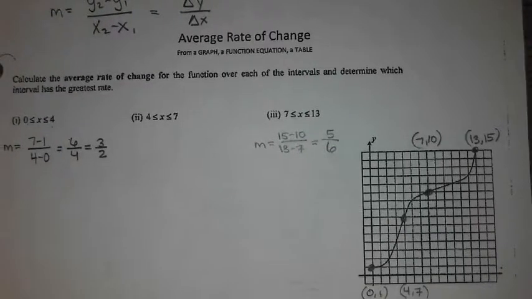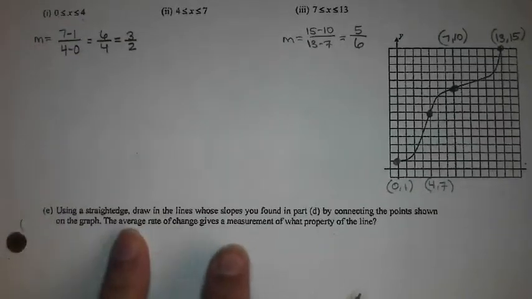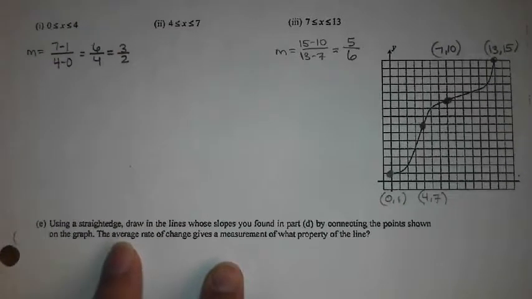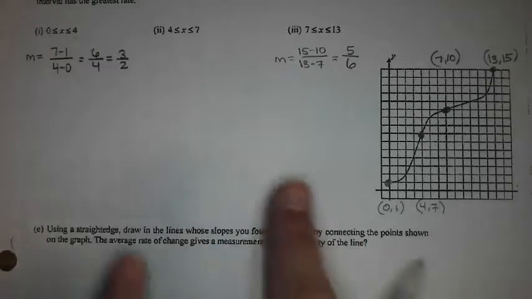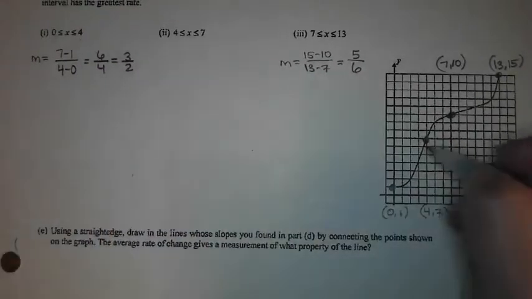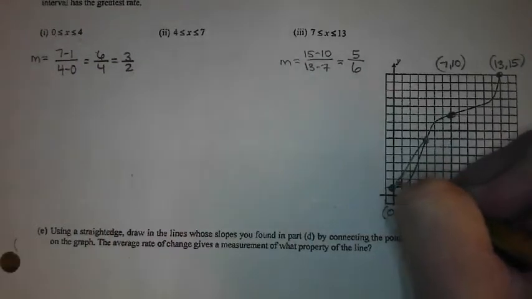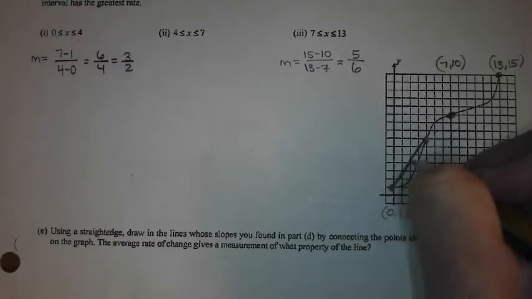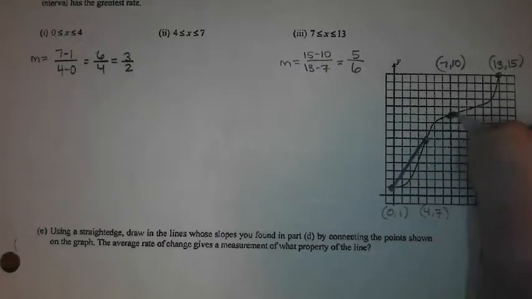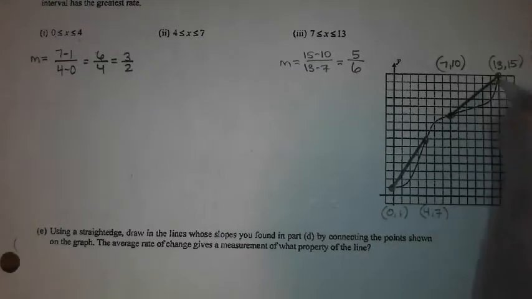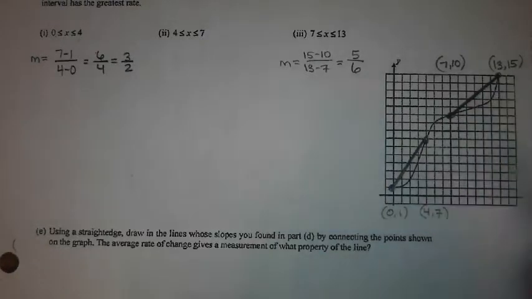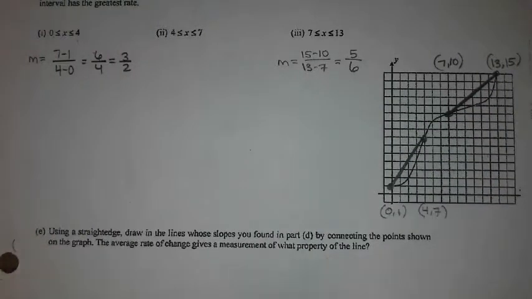Okay? The next part below, still applying to this problem, using a straight edge, draw the lines whose slopes we found. We only found the first and the third. So I'm going to connect these two with a straight line and connect these two with a straight line. Now, looking at the two straight lines, which one is a greater average rate of change?